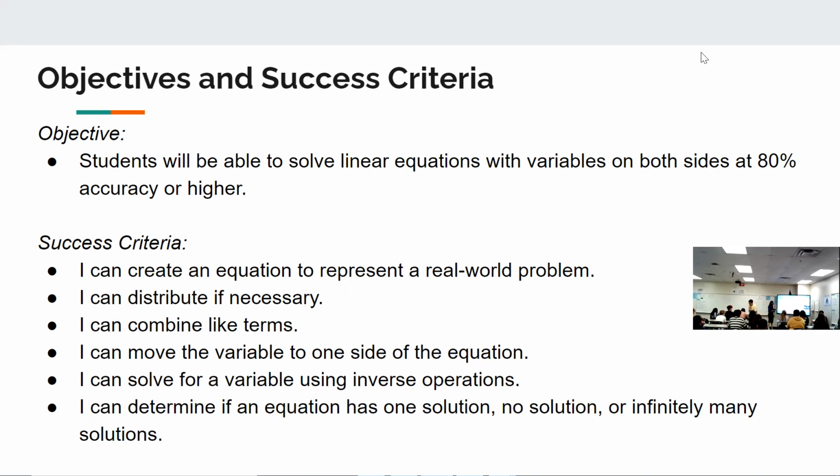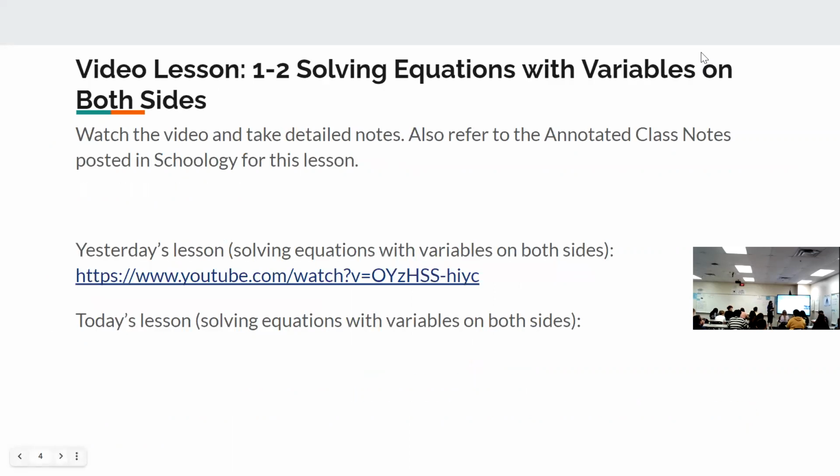So these first 5 things we have already covered. The first one's probably the hardest one, is setting up the equation if it doesn't give it to you automatically. And then we're going to be talking about the last one, which is figuring out if an equation has one solution, no solution, or infinitely many solutions. So all of that you need to be able to do for tomorrow's quiz.